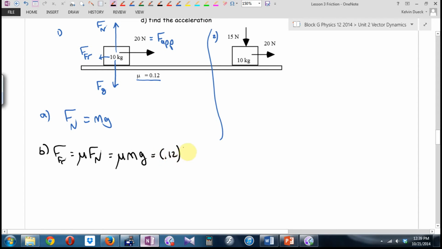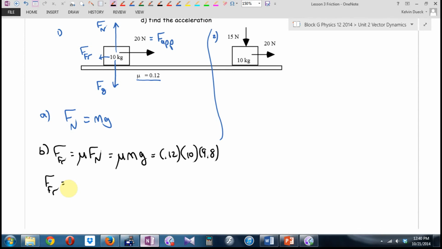What's the mass? 10. G is 9.8. Not negative. I've decided in this case, based on this equation, to let down be positive. How big? I should be able to do this in my head. Let me see. 10 times 9.8 is 98. 98 times 0.12 is going to be 9.8 plus 1.96. 10.9? No, 11.76? Double check me. Yeah?